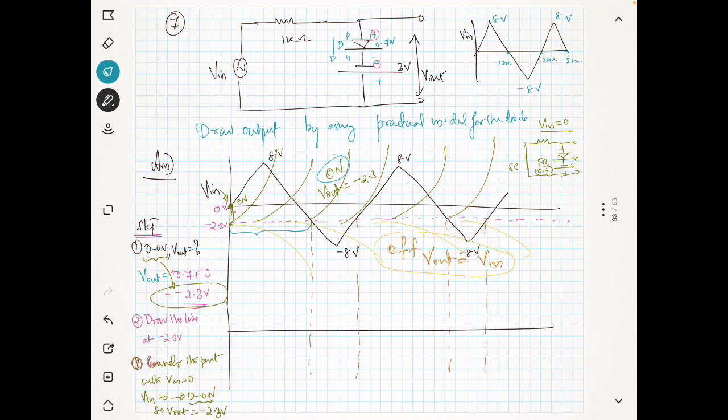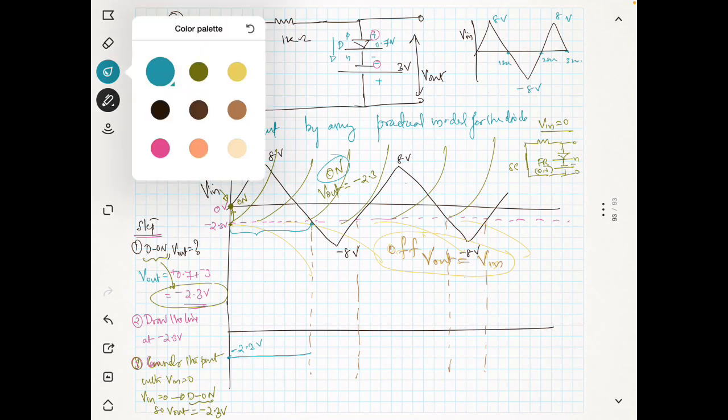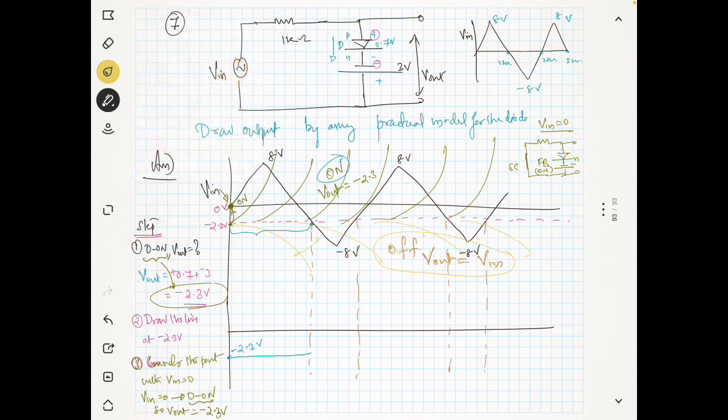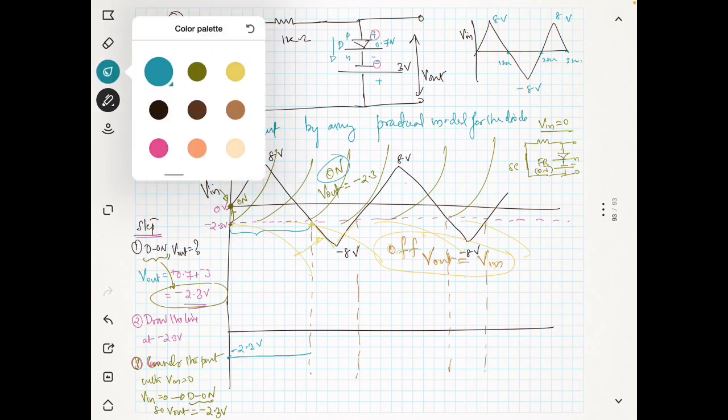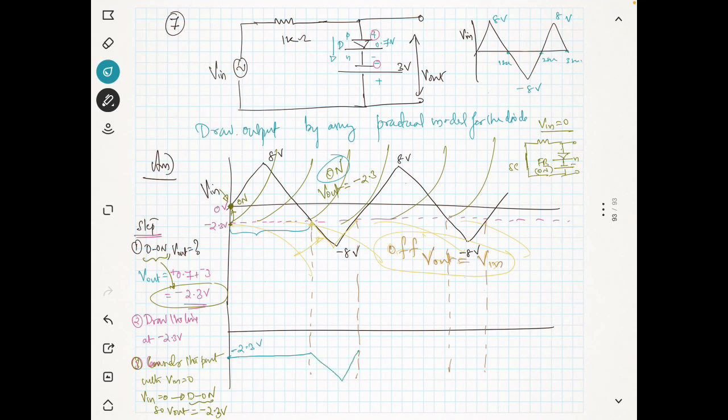So I will draw here, this is minus 2.3 volt, so it will be minus 2.3. Now from this point onwards, you can see that in this region the diode is in off state. So when the diode is in off state, output will be equal to input. Okay, so here the diode is in off state, but here the diode is in on state. Next, again the diode is in on state because all these points are above the line.